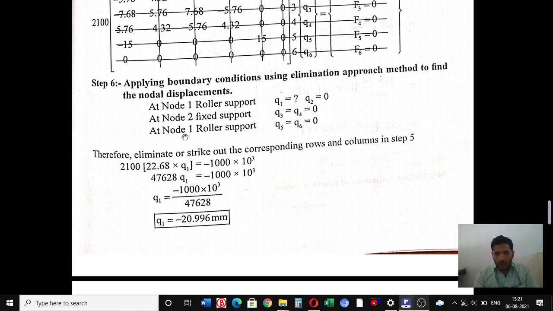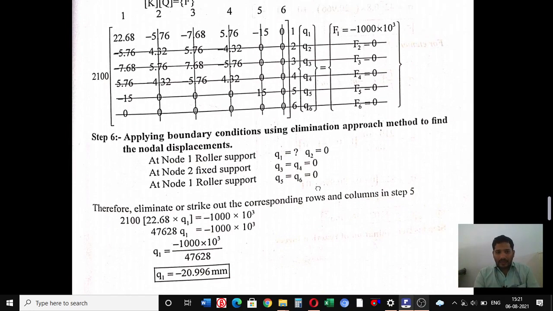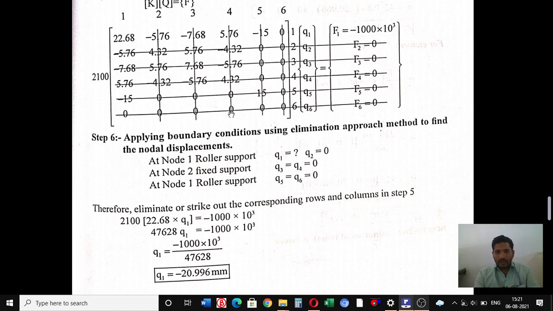Here at node 3, Q5 and Q6 values become 0. After that, let us see 2100. We are getting how many points? Only 1 point. Is it right? Which one? Only 22.68, not eliminated from the vertical.